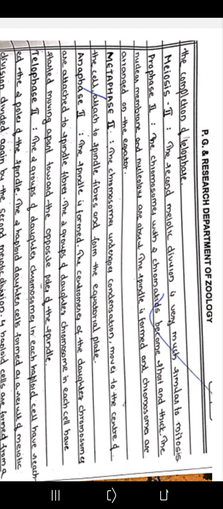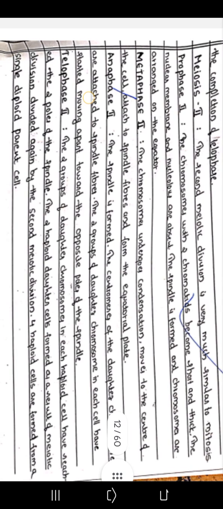Meiosis 2. The second meiotic division is very much similar to mitosis. Prophase 2: the chromosome with the chromatids becomes short and thick. The nuclear membrane and nucleolus are absent. The spindle is formed and chromosomes are arranged in the equator. Metaphase 2. The chromosomes undergo condensation, moving to the center of the cell, attaching to the spindle fibers and forming an equatorial plate. Anaphase 2. The centromeres of the daughter chromosomes are attached to spindle fibers, and groups of daughter chromosomes in each cell have started moving apart towards the opposite poles of the spindle.